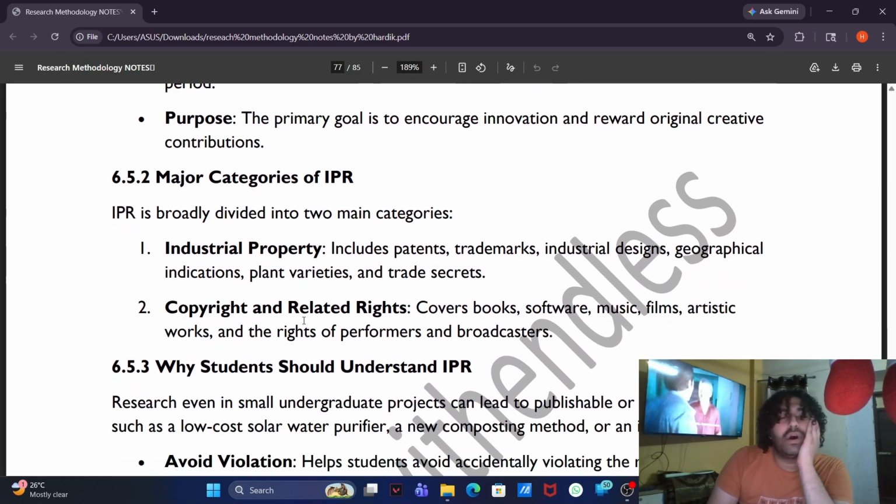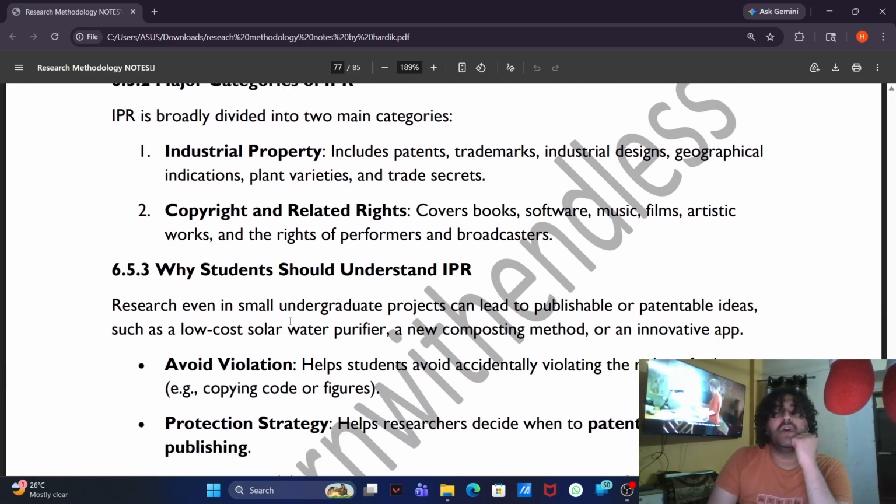Next subtopic, major categories of IPR. IPR is broadly divided into two categories: industrial property, and copyright and related rights. Industrial property includes patents, trademarks, industrial designs, geographical indications, plant varieties, and trade secrets. Copyright and related rights cover books, software, music, films, artistic works, and rights of performers and broadcasters.